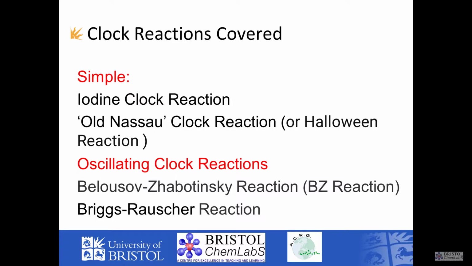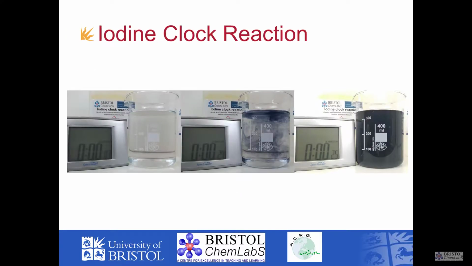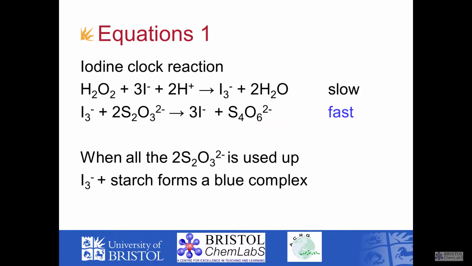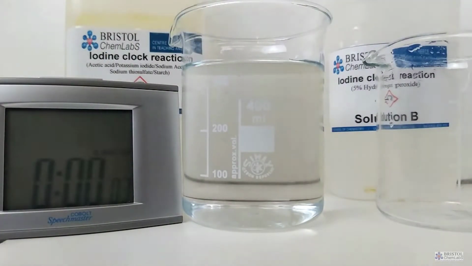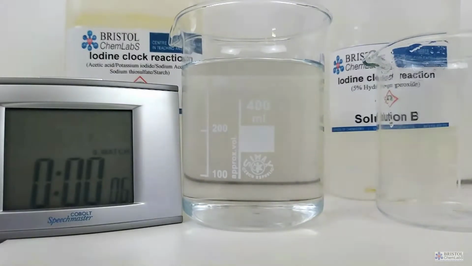What can be said about each reaction is that they all involve at least one slow reaction, followed by a very fast reaction which produces a color change. In the first step, hydrogen peroxide solution reacts with the iodide solution in a slow reaction. This produces the I3- ion. The I3- ion in turn reacts very rapidly with the thiosulfate solution, using it all up.